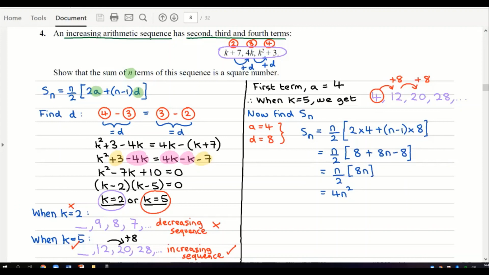Now, how do I know this is a square number? Well, it's quite easy. Notice that 4 is a square number and n squared is a square number. So it's simply just 2n all squared. So this is a square number.